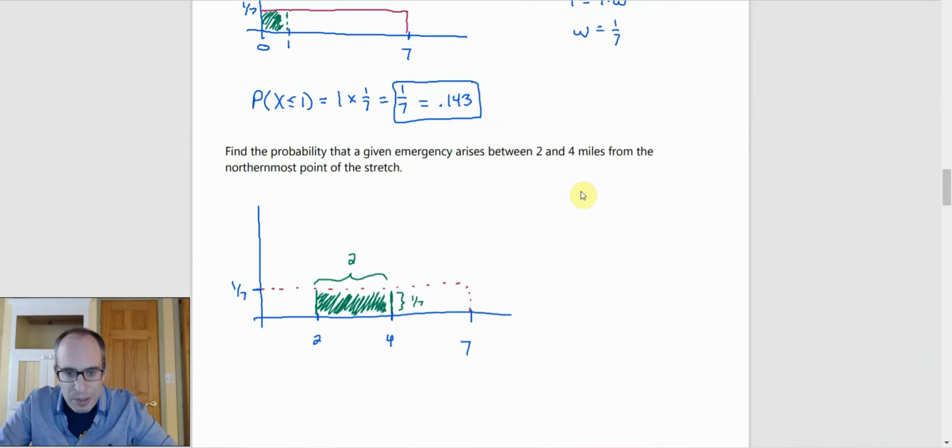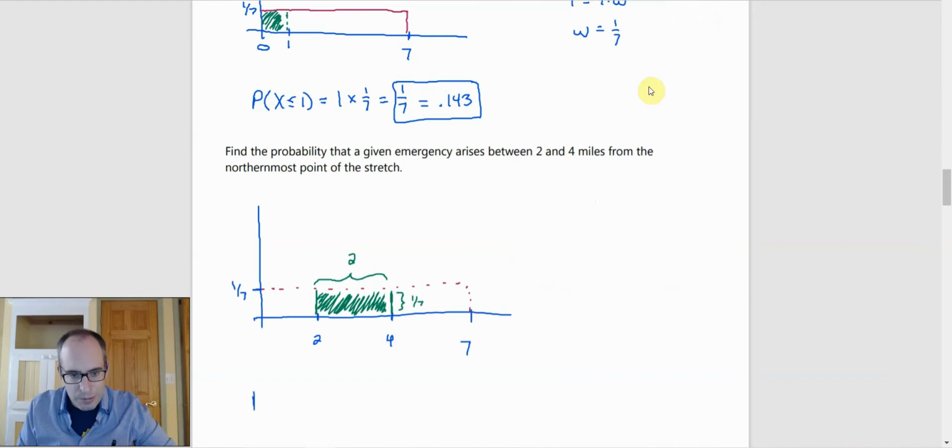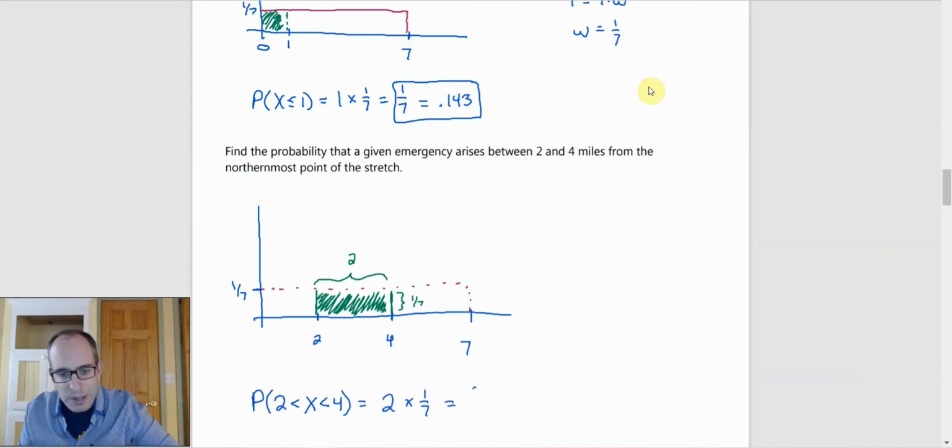And then this right here, if I can draw this, has to be kind of small. It's 1/7, right? So then the area, which would be the probability that 2 is less than x is less than 4, or if you like, the probability that 2 is less than or equal to x is less than or equal to 4, because remember, less than or equal to are the same for a continuous distribution. This will be 2 times 1/7, which would be 2/7, or I guess if you want it as a decimal, 0.286. There.